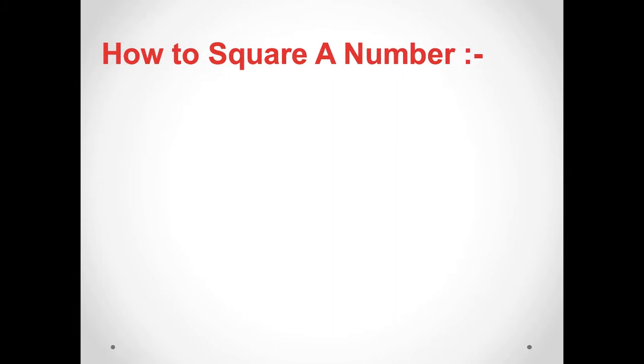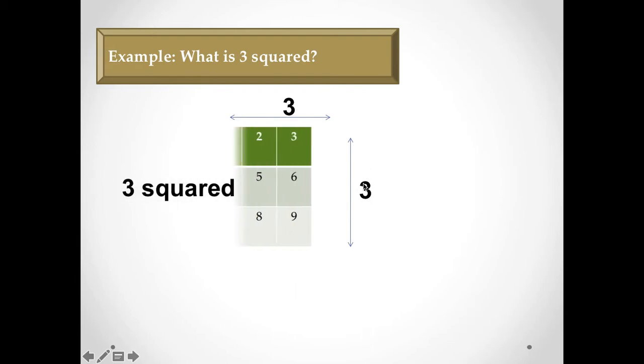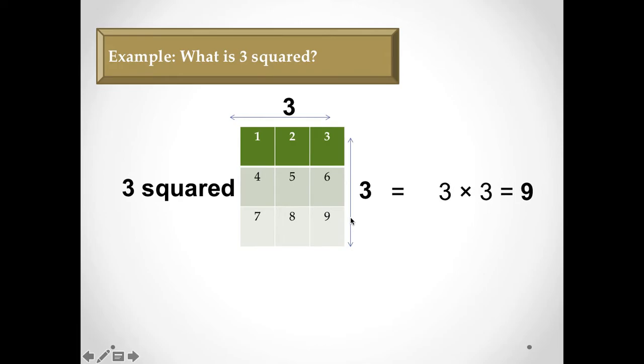Now, how to square a number? What do you mean by square a number? To square a number, just multiply it by itself. For example, I want the square of 3, which means I'm going to multiply 3 with 3. 3 times 3 is 9. So square of 3 means 9. That means we need to multiply the number with itself.